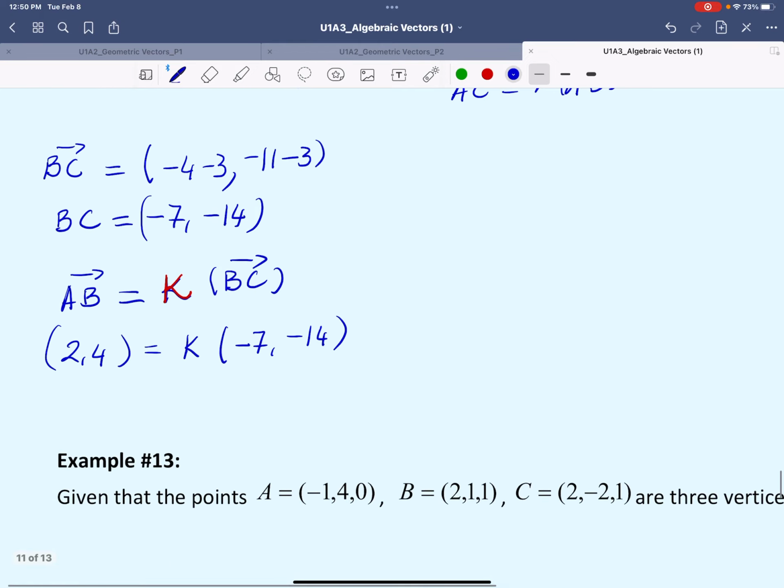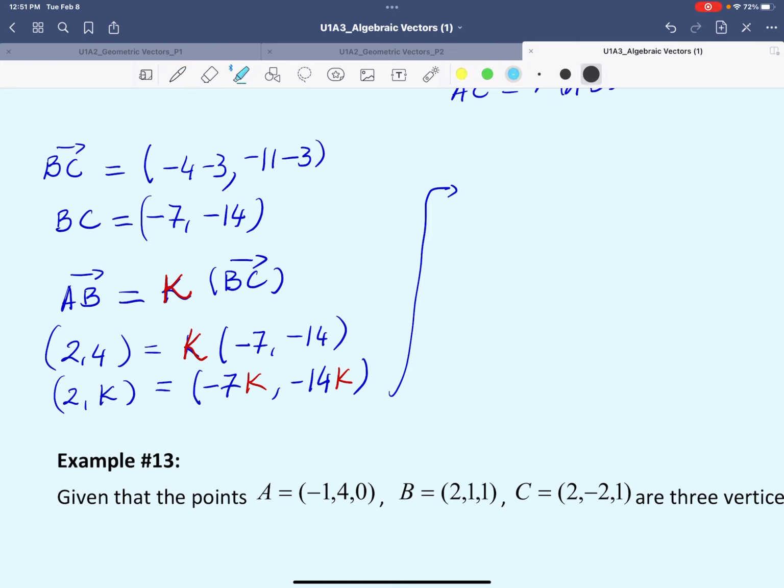Okay, so what that means is 2, 4, we're expecting it to be negative 7k and negative 14k. So let's solve for k. Again, we're going to do the same thing. We are going to equate the x coordinates to see by what scalar they have been increased or decreased, or multiplied. So we'll say 2 equals negative 7k means that k must have been negative 2 over 7.